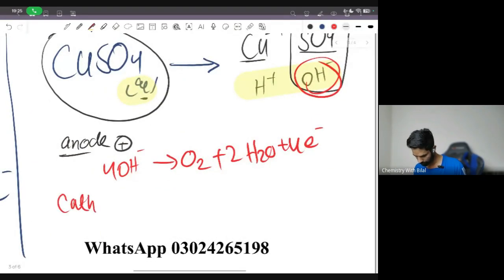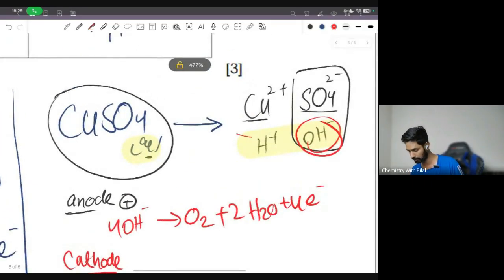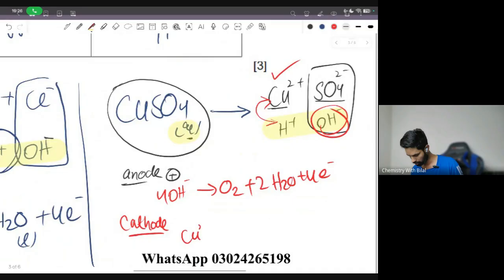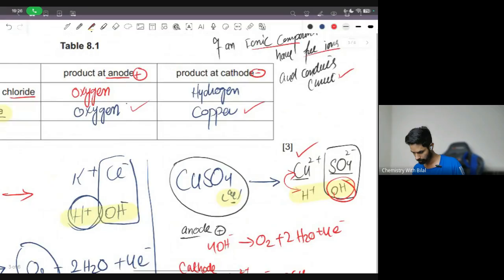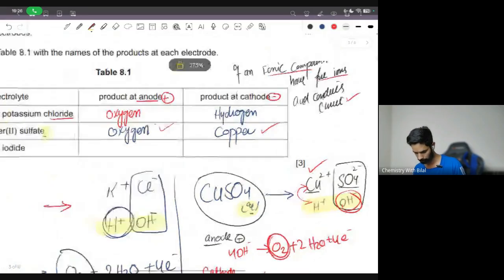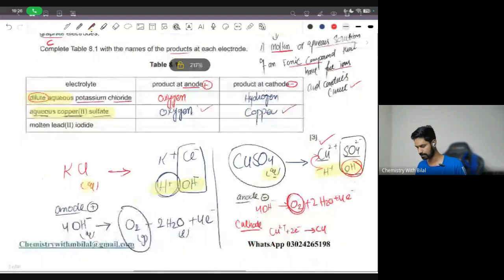What will happen at the cathode? The cathode attracts cations. I told you every single time it is the hydrogen ion which will win the race, except when hydrogen is competing with copper. So copper will win the race. Copper ions will accept electrons to become solid copper. So the cathode product is copper, and the anode is oxygen, because oxygen is produced at the anode. Does it make sense? Yes.